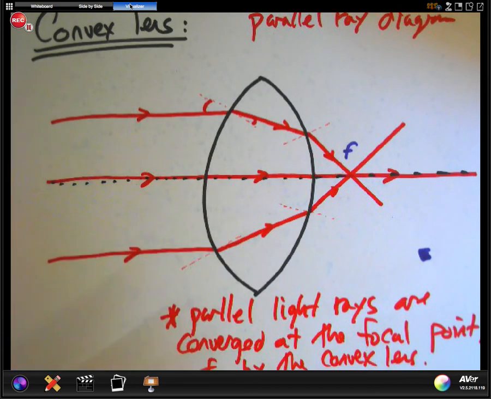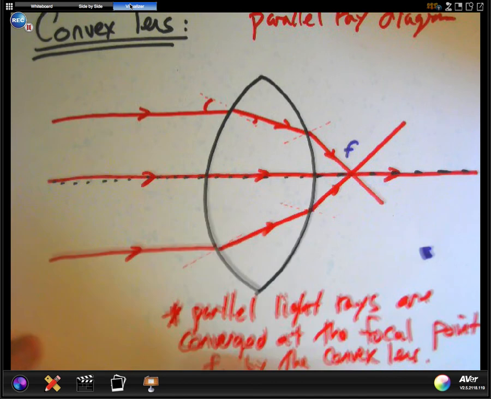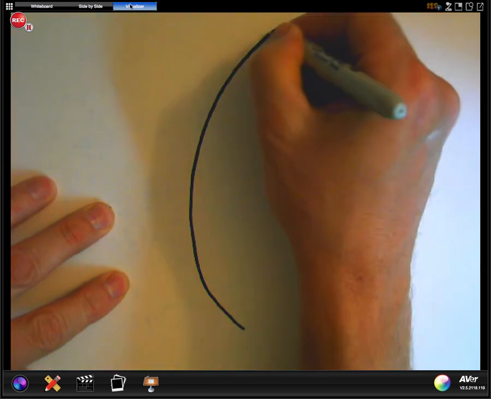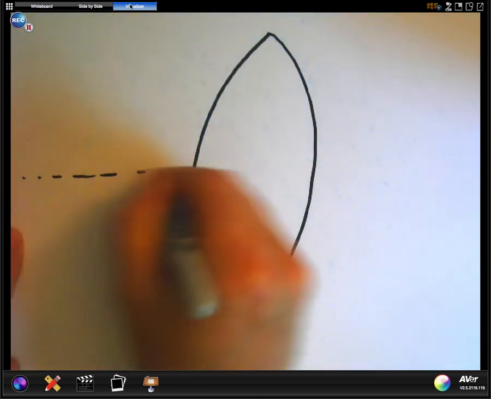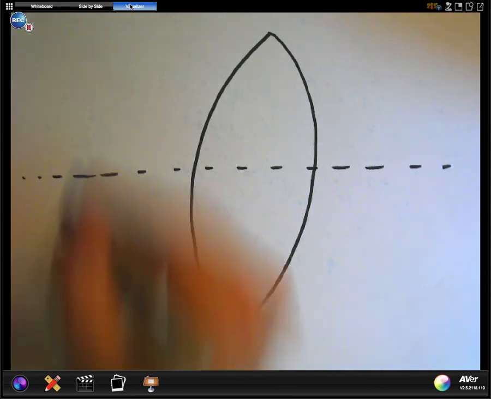Okay, so let's see what happens if we put an object somewhere out here. So again, with our next diagram, we're going to draw this nice lens, and we're going to put an object there and see what happens. So let's see. Let me try to draw my lens again. I was happy with my last one. That was not terrible. And we'll draw our axis of symmetry here. Ooh, it's a bad axis of symmetry. And we'll put our object somewhere in here.